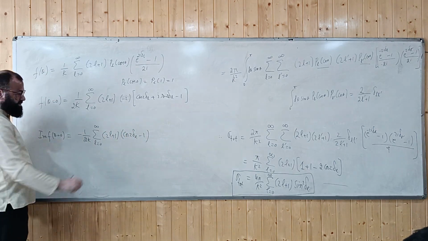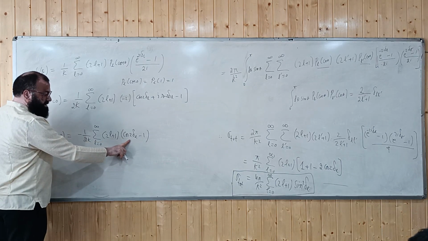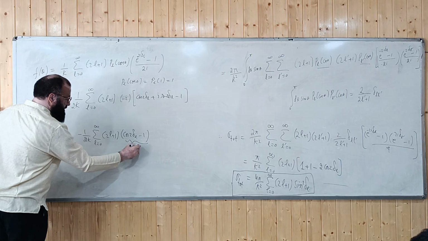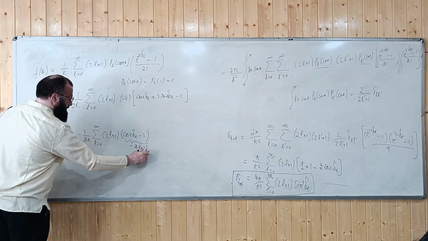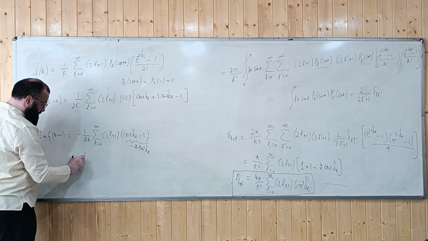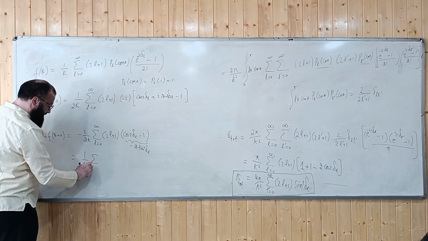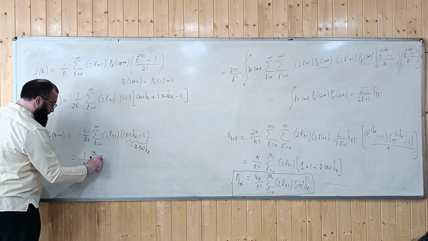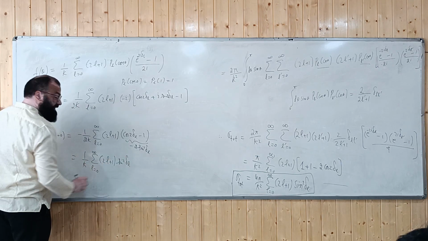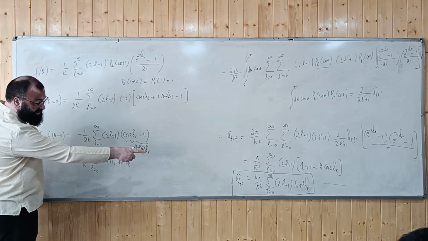Clear? So now tell me what is 1 minus cosine of twice delta L? So it is actually minus twice sine square delta L. So it will cancel minus and minus. So it's 1 divided by k summation of L equal to 0 to infinity twice L plus 1 sine square delta L. What is the formula?